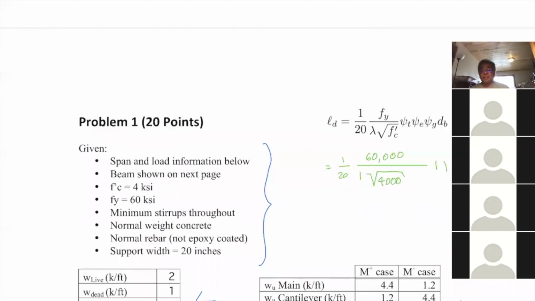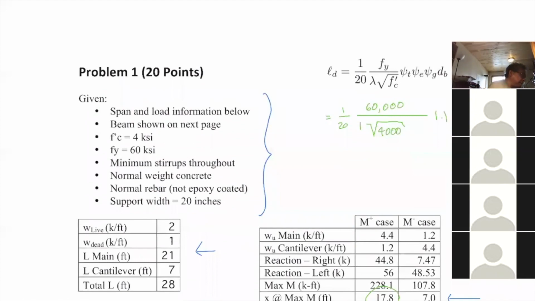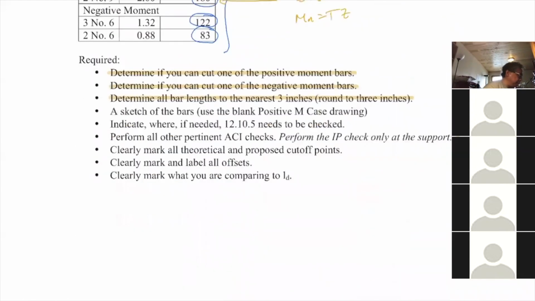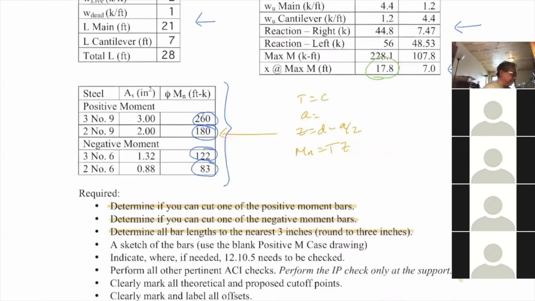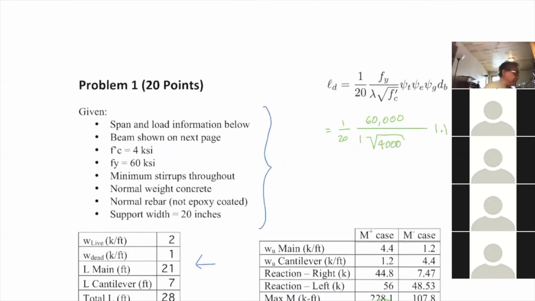Psi sub G is the new one. I actually can't remember, so I'm going to look at that. I know it has to do with the Fy. So Fy is 60. Okay, psi sub g. If it's grade 60, it's 1.0. So that's new for 2019. Times the diameter of the bar.